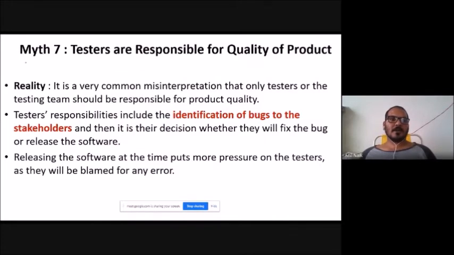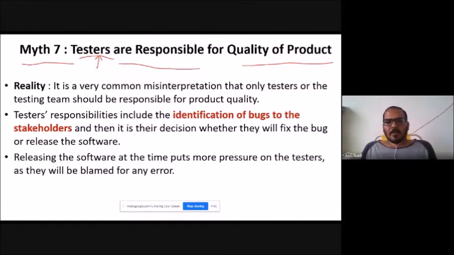The next one: testers are responsible for the quality of the product. This is also one of the misconceptions. Only testers are responsible for the quality of the product? No. In reality, it is a very common misinterpretation that only the testers or the testing team should be responsible for the product quality.